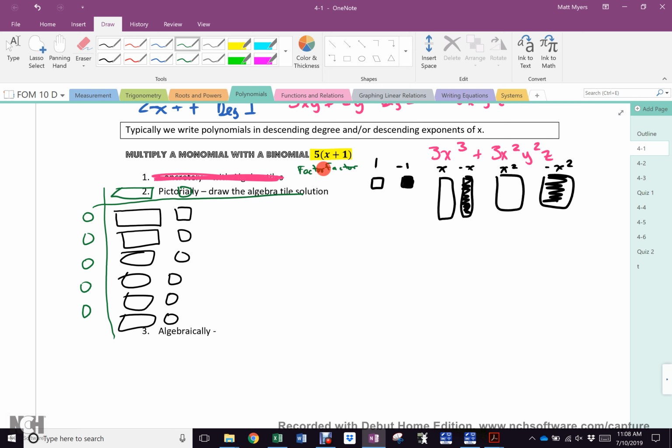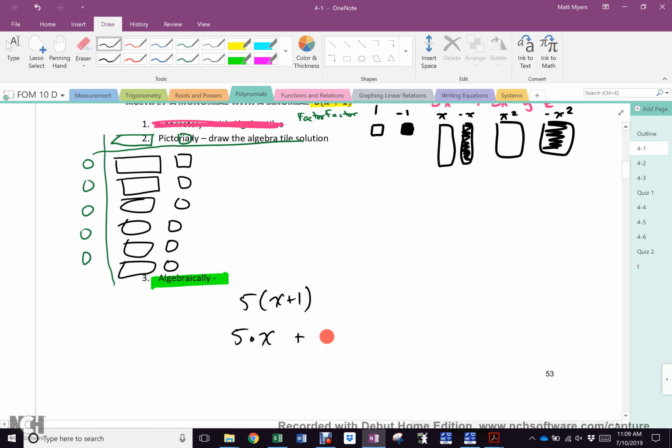5 times x plus 1, you all already know this, means 5 times x plus 5 times 1, which is 5x plus 5, which you can see is the answer right here. 5x's positive 5. Oh, I did 6. 1, 2, 3, 4, 5. There. 5x's right there. Plus 5. Plus 5 right there.